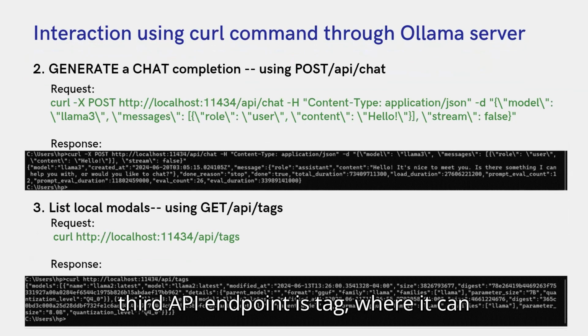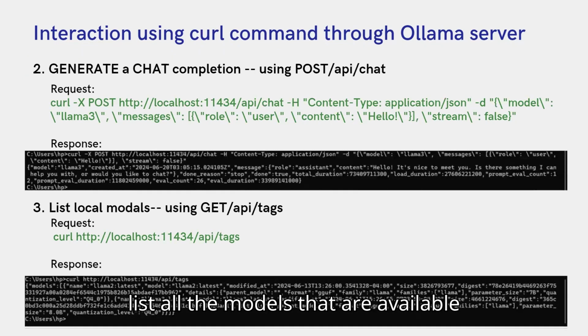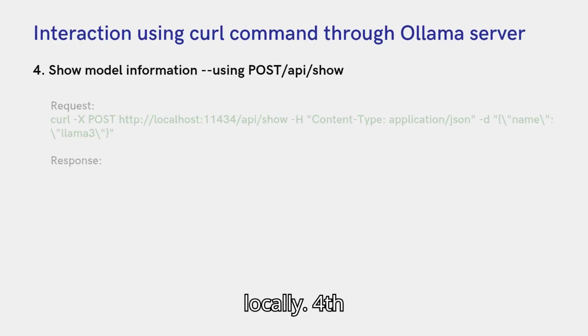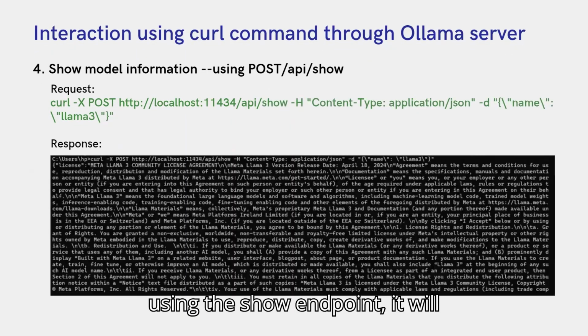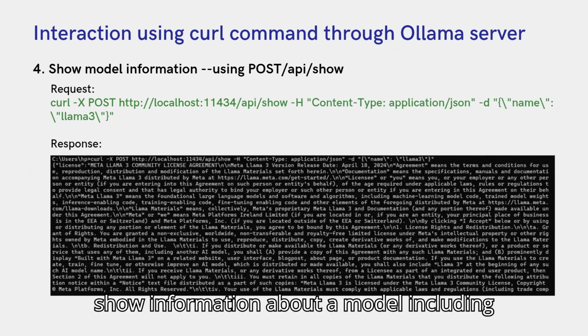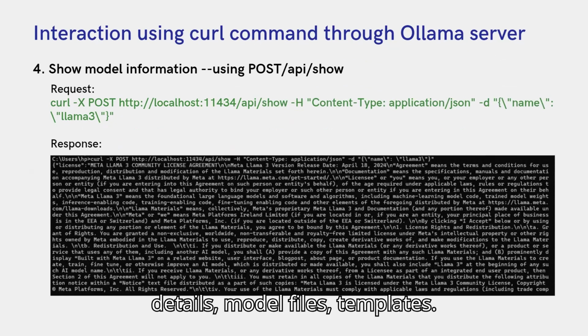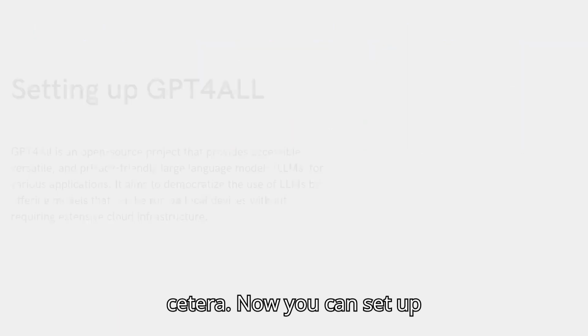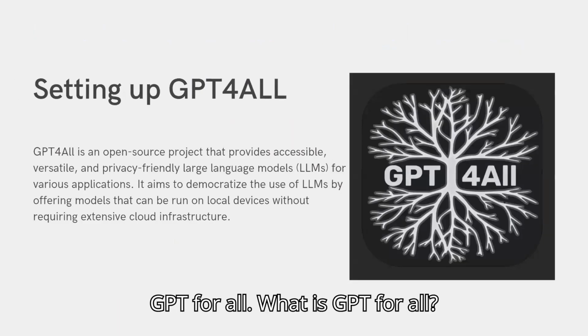The third API endpoint is tags, where it can list all the models that are available locally. Fourth, using the show endpoint, it will show information about a model, including details, model files, templates, parameters, license information, etc.